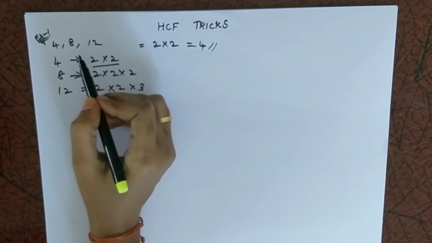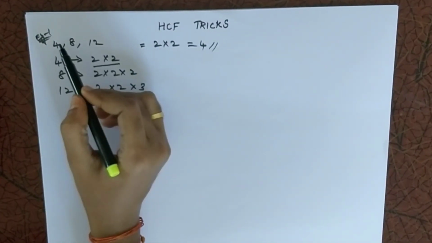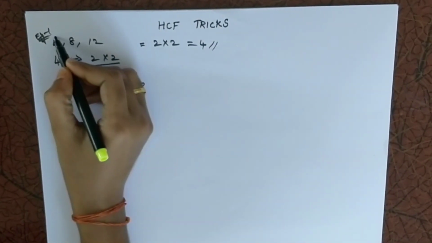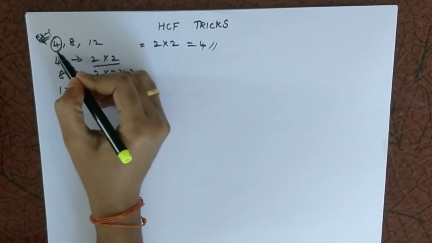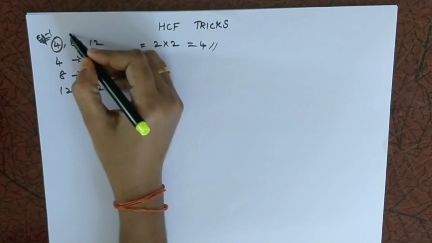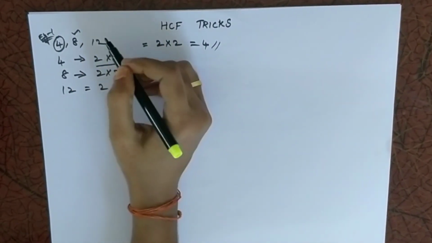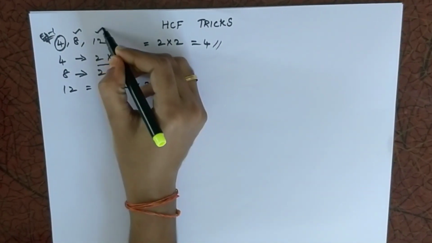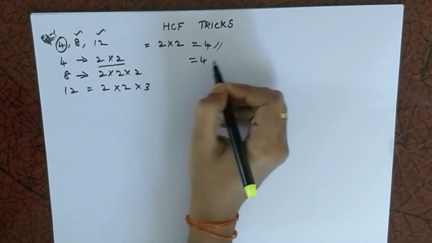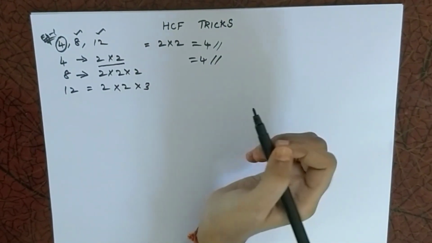So first, let's find out which is the smallest number among these 3. The smallest number here is 4. First you have to check whether it is divisible by all the remaining numbers. So 4 is divisible in 8 and also it will go in 12. So the answer here is 4. It is as simple as that.